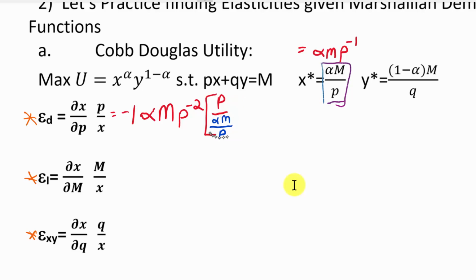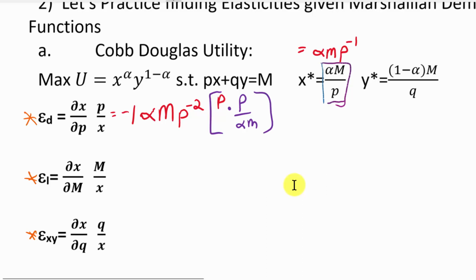Instead of dividing by a fraction, let's multiply by the inverse, right? When you divide by a fraction, you can also multiply by the inverse of that fraction, and that's just going to make it a little bit easier to see what we're doing here. So let's take p divided by alpha m, and just multiply p by that. And that's going to be a little bit easier way to see how we're going to be simplifying here.